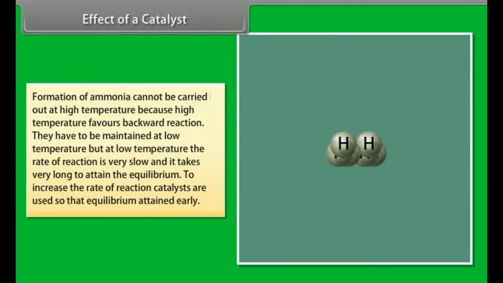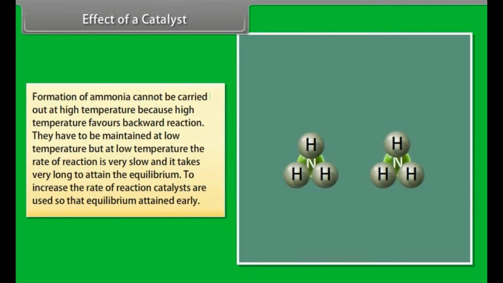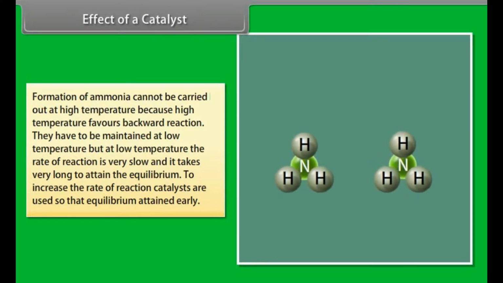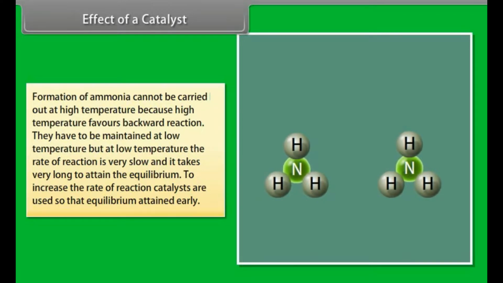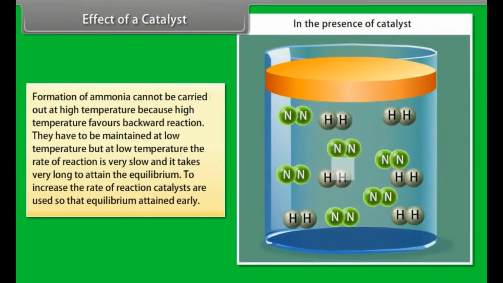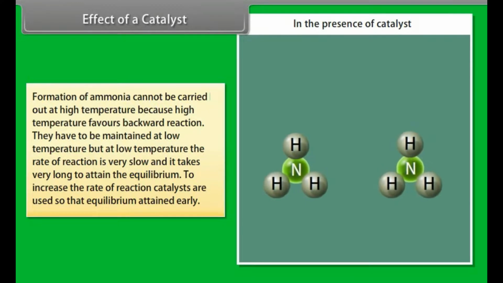formation of ammonia cannot be carried out at high temperature because high temperature favors the backward reaction. It has to be maintained at low temperature, but at low temperature, the rate of reaction is very slow and it takes very long to attain the equilibrium. To increase the rate of reaction, catalysts are used, so that equilibrium is attained early.